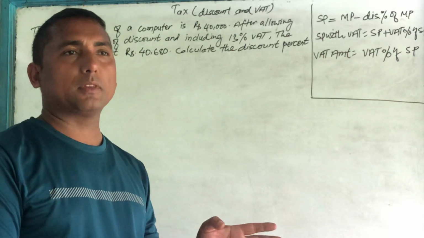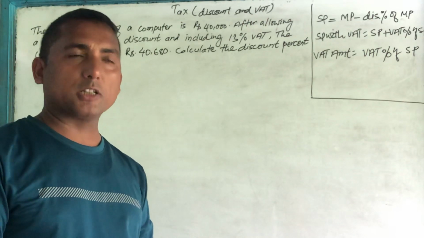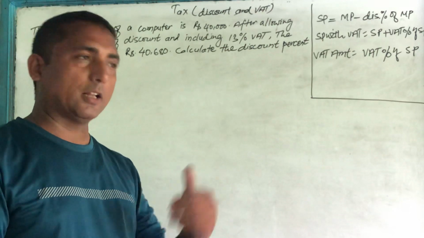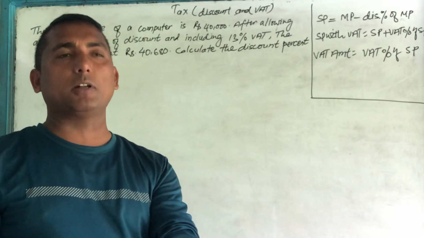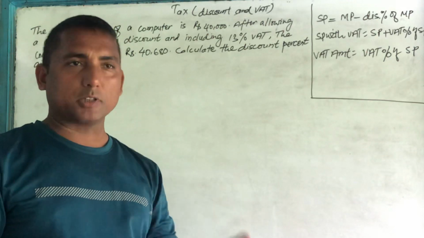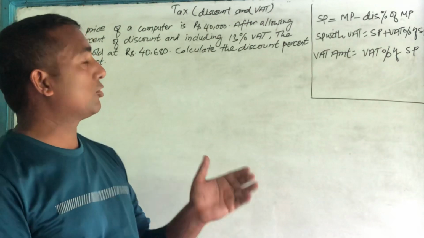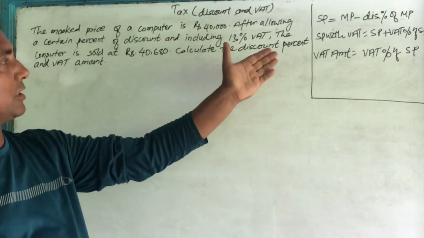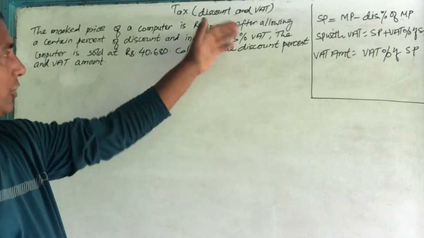Well, MP is given, discount percent is given, and VAT percent is given. Then in the next questions we did, MP was unknown, discount percent is given, VAT percent is given, and SP with VAT is given. So well, students, see the questions. We are on the same questions, but the unknown is different according to the question.